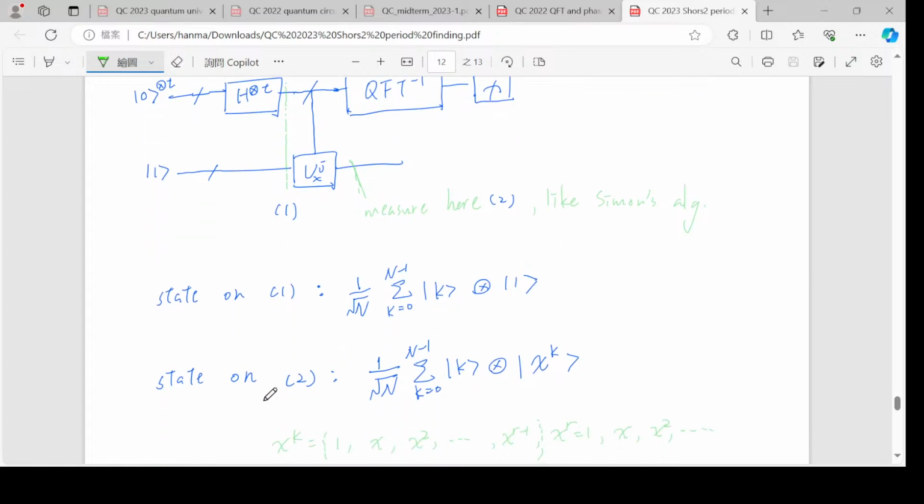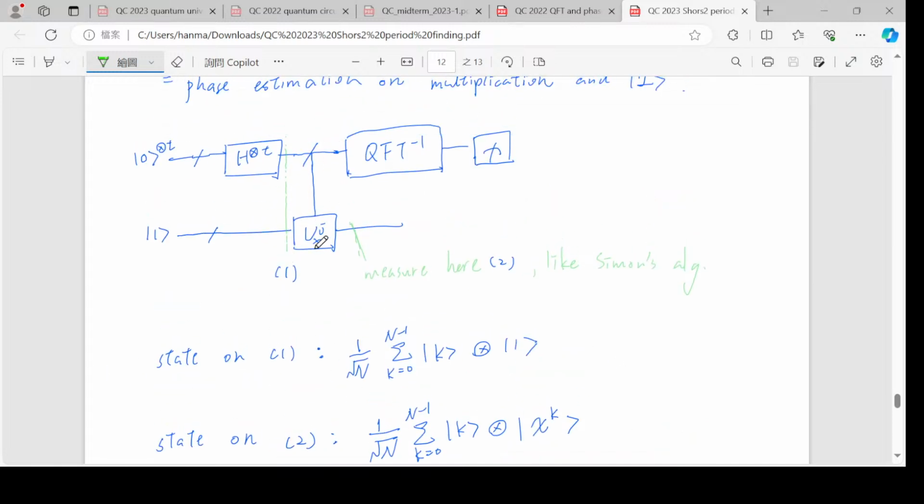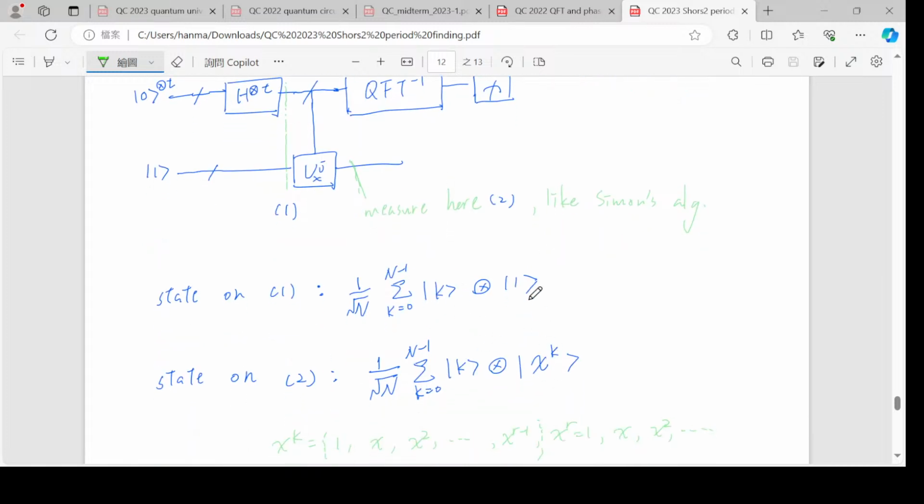And then on register 2, we apply the oracle. This is something similar to what you do in your homework, where you will calculate what this state is. On register 2, you apply Ux on 1 depending on what k is. If k equals 1, you apply x once, and if k equals 2, apply x twice, etc. So you have x to the k, and this is mod N.